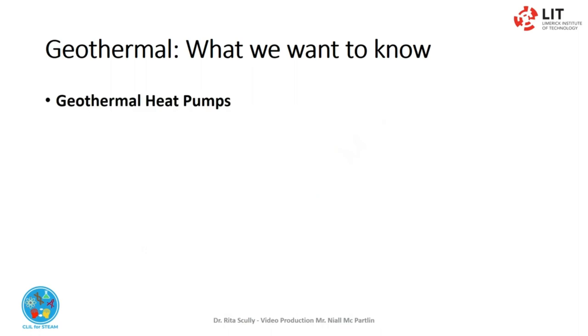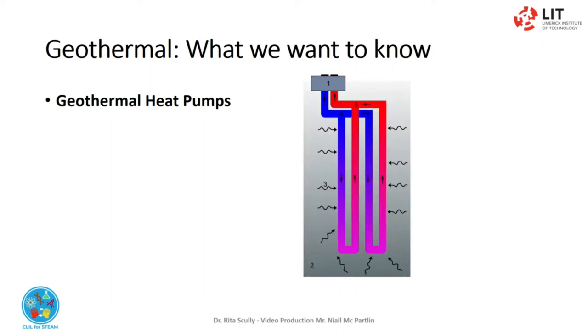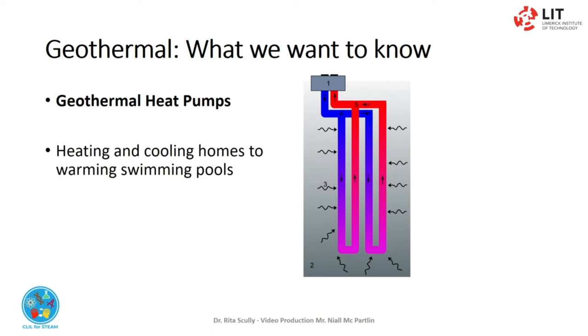With geothermal heat pumps, they are used for many things, from heating and cooling homes or heating and cooling swimming pools. This is the same type of system, but just on a much smaller scale for an individual building. Here, the water is pumped just below the surface, often only a few meters deep, where the earth is at a constant 10 to 16 degrees.